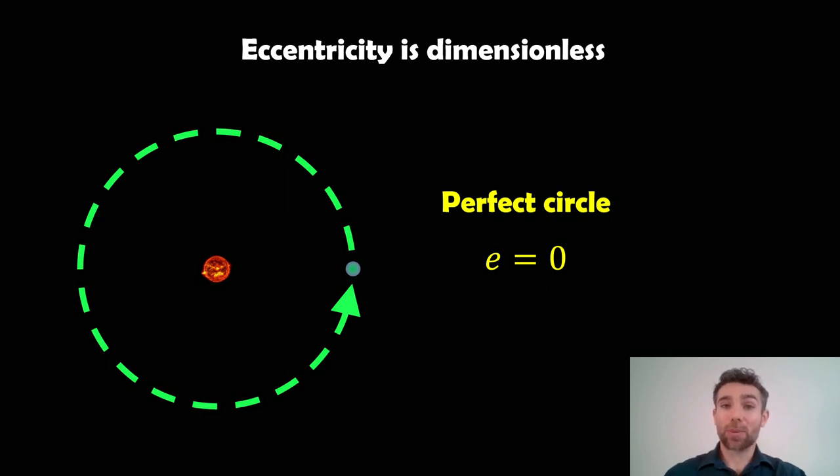Now, if it's a perfect circle, like this one here, then E, which is your eccentricity, will be zero. What that means is that as the object goes around the bigger object on its orbit, the distance between the two objects doesn't change. So it's always the same distance from the bigger object.